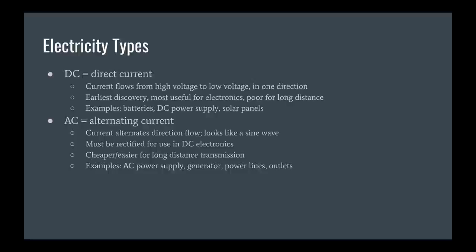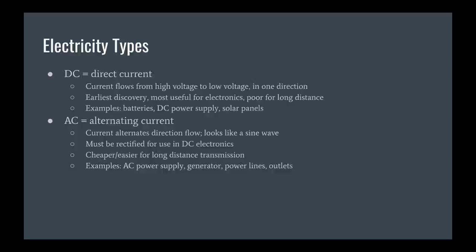DC is not good for long distance power transport. So the power lines that you see on the side of the road, those are carrying alternating current because it's just cheaper that way. Examples of DC: batteries, DC power supplies, solar panels. Again, a lot of the stuff that you associate with electronics.